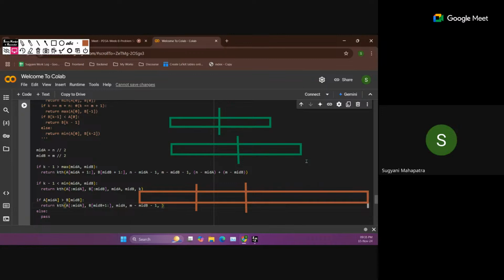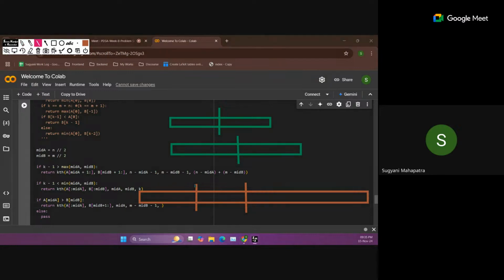Now what will be the value of K? K again will be as it is. Why? We are already excluding this middle of B set of elements. So from here to here is K. What will be the value from here to here? K minus mid of B.